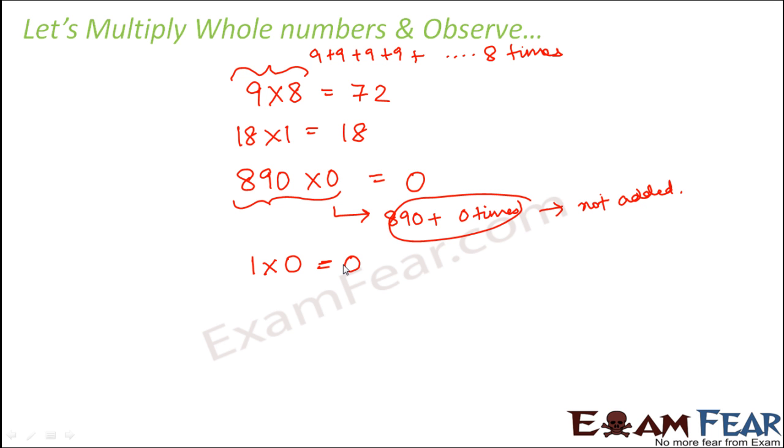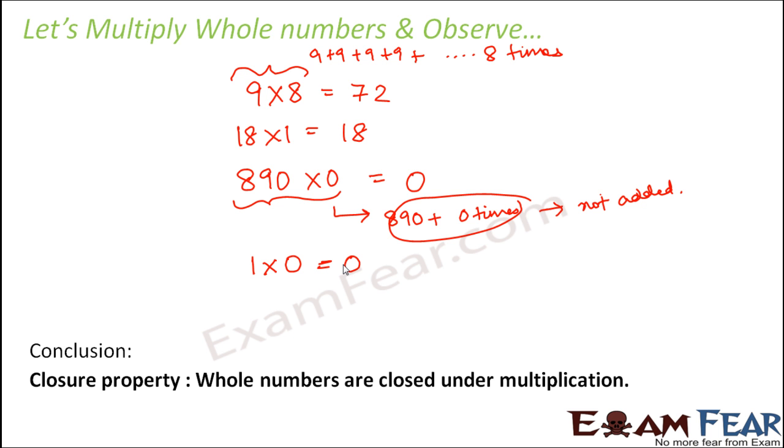So in this case, again you observe that the result is always a whole number. So the conclusion here again is whole numbers are closed under multiplication. So whenever you multiply any two whole numbers, the result must be a whole number.